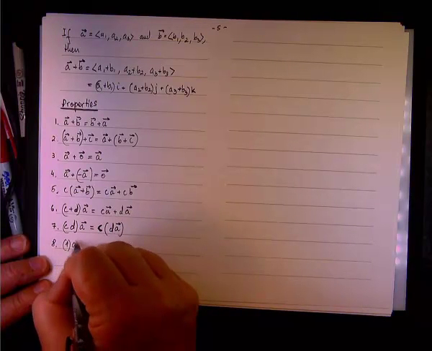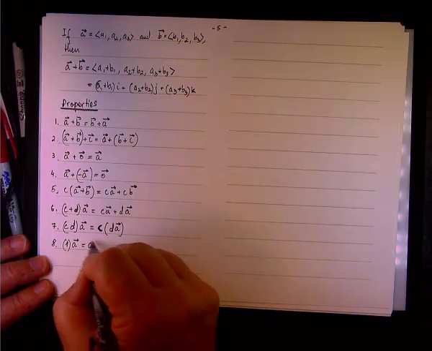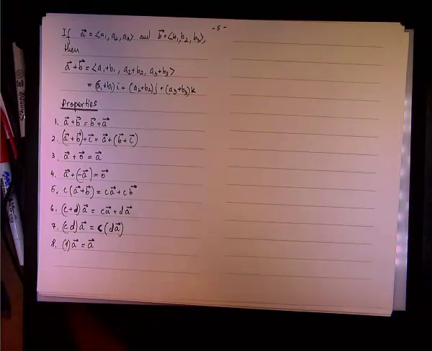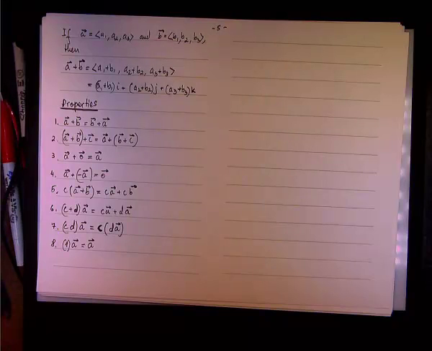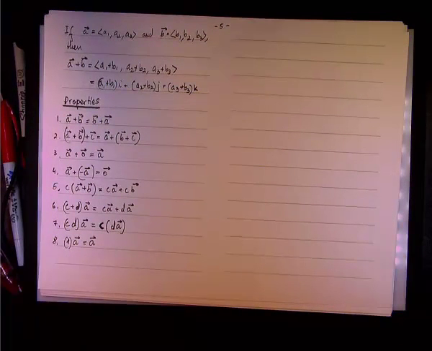And the last one is the scalar identity. If you have a 1 times A, it is the same vector. So most of this is trivial, but we need to go through this. Okay. The next topic is unit vectors.